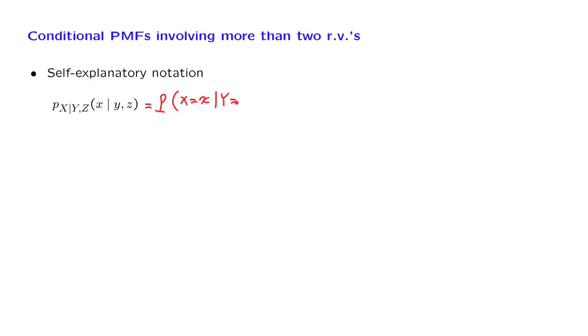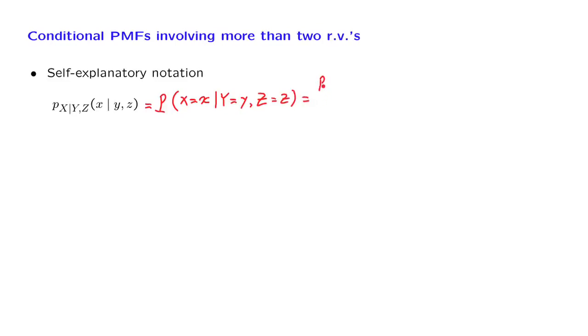We can also provide similar definitions of conditional PMFs for the case where we're dealing with more than two random variables. In this case, notation is pretty self-explanatory. By looking at this expression here, you can probably guess that this stands for the probability that random variable x takes on a specific value, conditional on the random variables y and z taking on some other specific values.